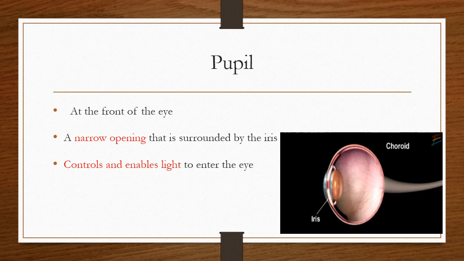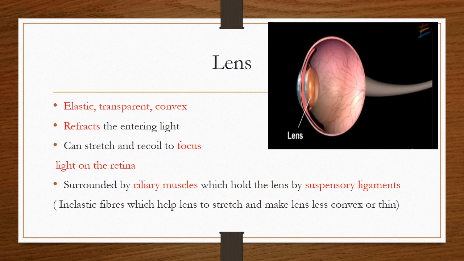Pupil. As we have already discussed, you can see between the iris there is a narrow opening that is shown in the pink color. It's present at the front of the eye. It's a narrow opening surrounded by the iris. It controls and enables light to enter the eye. So through this small hole, light enters the eye.